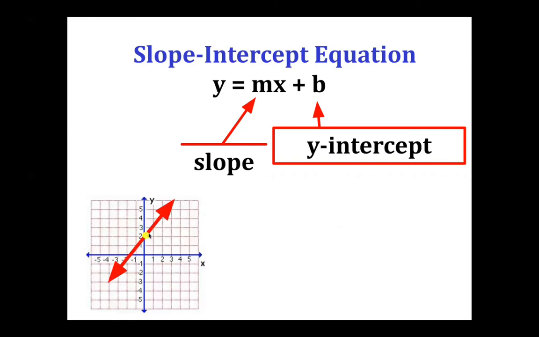So the y-intercept is represented by this yellow point right here. So take, for example, this line. Your y-intercept is just going to be where your line intersects with your y-axis, which in this case is at 2.